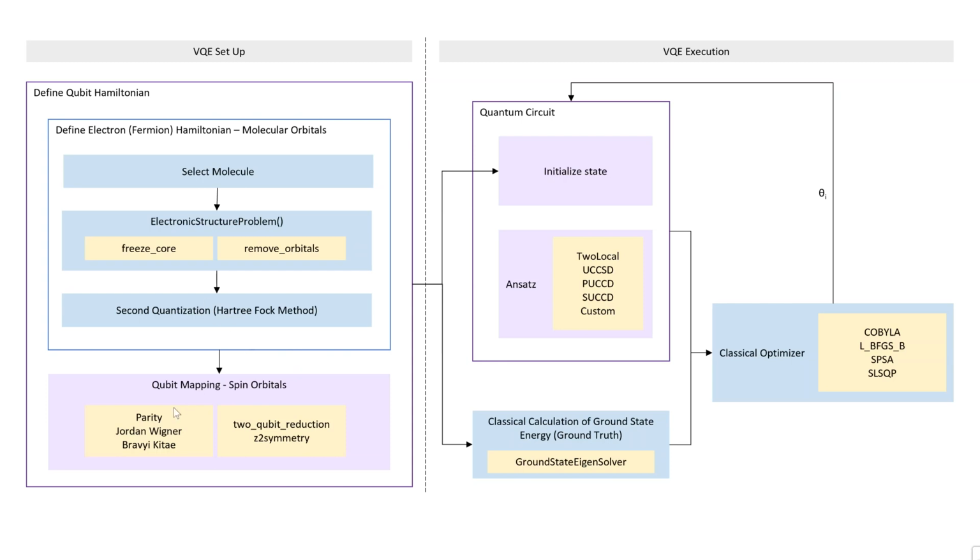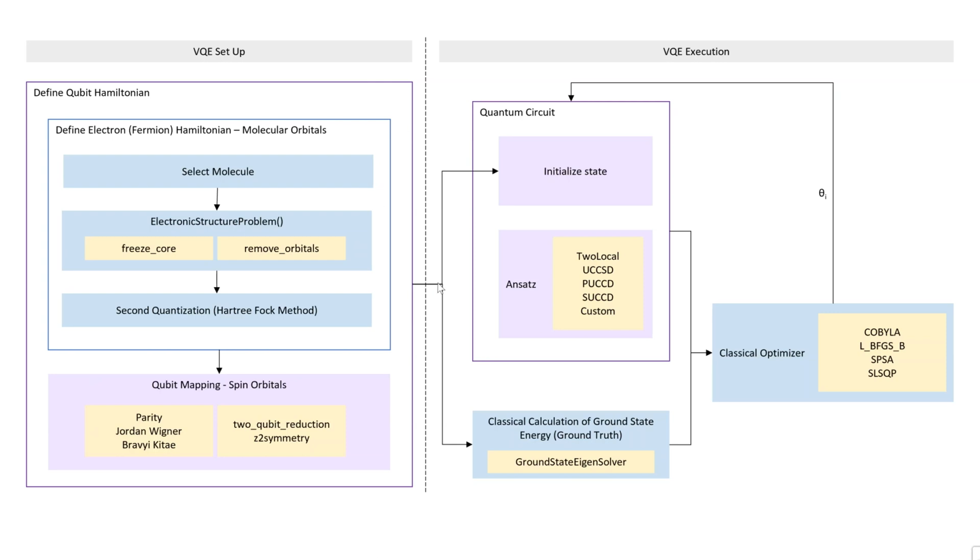So you can map the states using some of these parity mappers, Jordan-Wigner mappers, Bravyi-Kitaev mappers. And there are some things you can use to reduce the problem even further, like two-qubit reduction and Z2 symmetry. So I'll talk about those a bit.